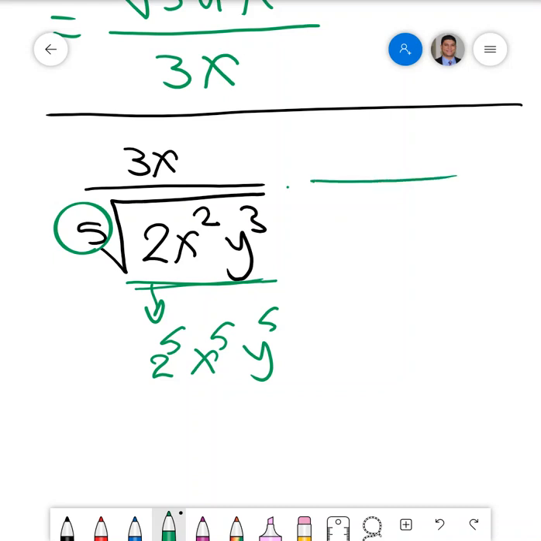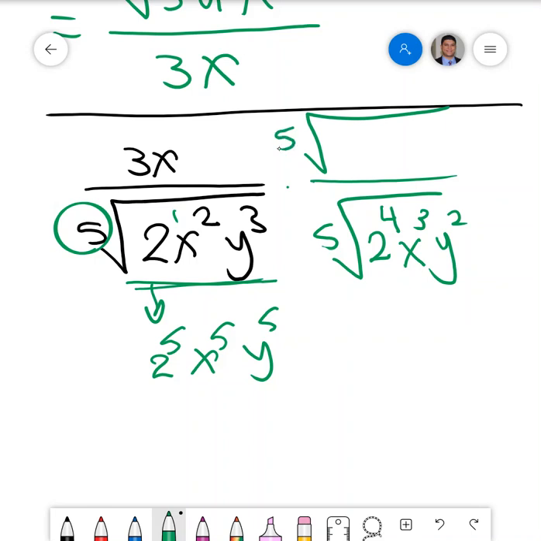So we need to multiply by fifth root. Here we have 2 to the power of 1, so we need 2 to the power of 4. X to the power of 2, so we need x to the power of 3. Y to the power of 3, so y to the power of 2. And if we multiply denominator, we must multiply numerator by the same expression. So 2 to the power of 4, x to the power of 3, y to the power of 2.